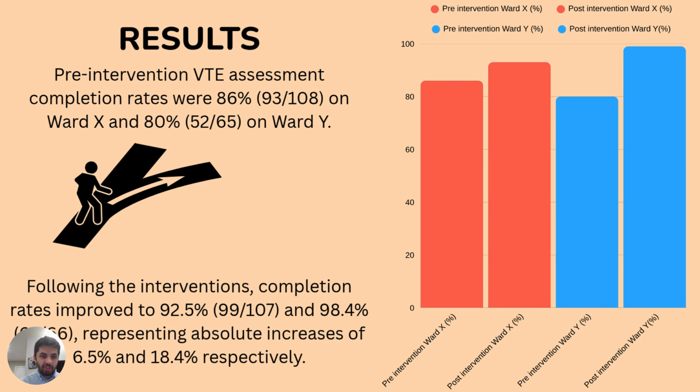Our results are divided into pre-intervention and post-intervention. Pre-intervention VTE completion rates were about 86% on Ward X and 80% on Ward Y. Following our change, it was 92.5% on Ward X and 98.4% on Ward Y. So it's an increase of 6.5% and 18.4% respectively, which is a step in the right direction.